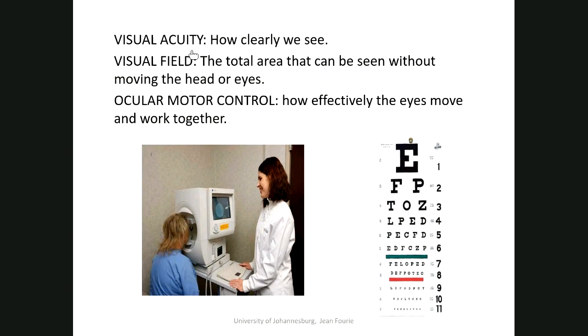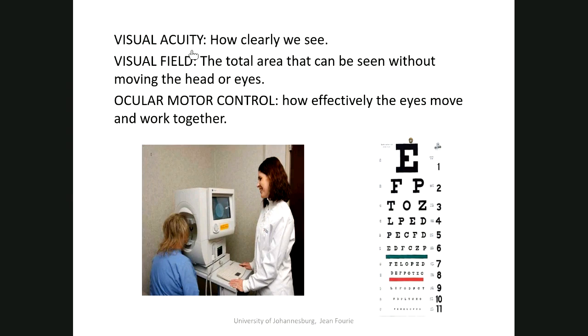Your visual field is the total area that you can see from one side of your vision to the other side without moving your head or your eyes. So if you look straight ahead and your two eyes are pointing straight ahead and you move your hands around, you should be able to see your hands moving on either side of your head. You can't see it on the video. Obviously, you won't see your hands behind your head.